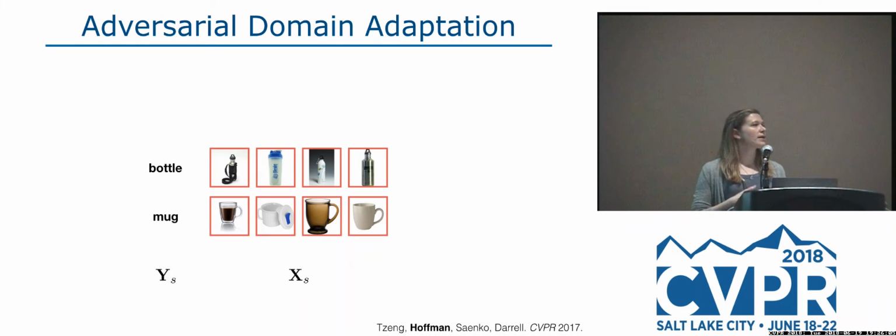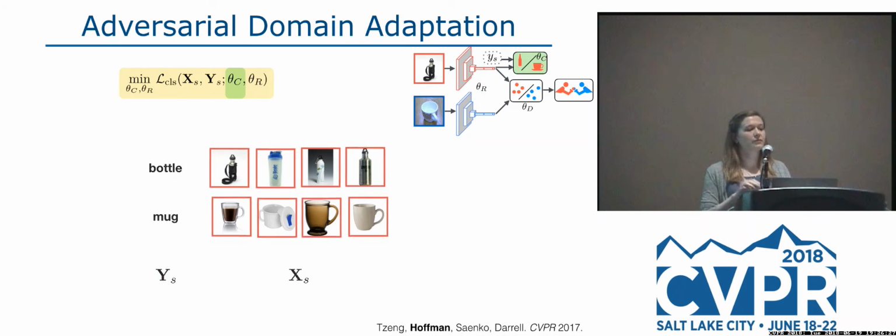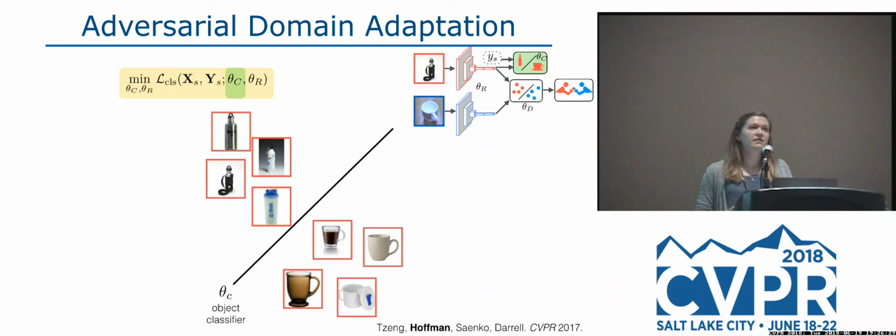Here I'm showing a collection of your source data. Here it's the product images, together with their labels. Because this is a large labeled corpus, you can use it to learn a representation which is very useful for classifying these object categories. Once you've done that, this data will fall somewhere in space such that an object classifier will perform well at distinguishing between the bottles and the mugs.